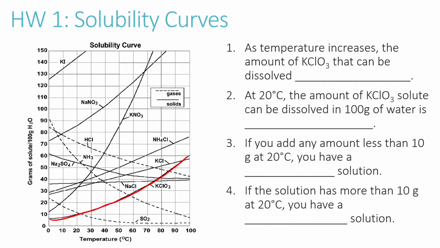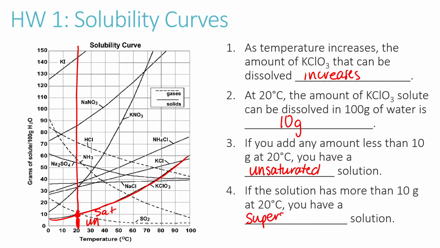So as temperature increases, the amount of KClO3 that can be dissolved also increases. So at 20 degrees, the amount of KClO3 that I can dissolve is going to be 10 grams in 100 grams of water. So if we are right on the line, that corresponds to a saturated solution. If we add any amount less than 10 grams at 20 degrees, we're going to have an unsaturated solution. So anything below the line is going to be unsaturated. On the line is saturated. If we have more than 10 grams, so that's anything above the line, that solution would be supersaturated.